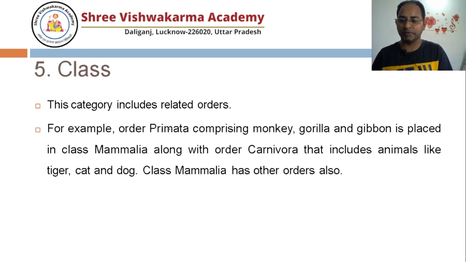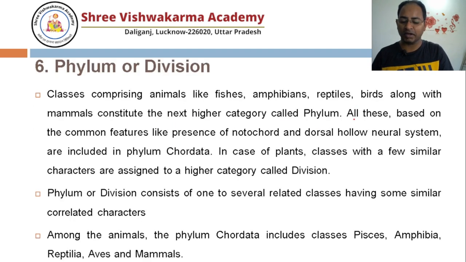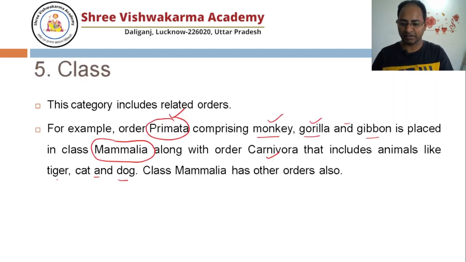Those orders will be like Primata is an order. In Primata, there are many organisms like monkey, gorilla, gibbon. So in the class Mammalia, there will be many orders like Primata, like Carnivora. Carnivora includes animals like tiger, cat, and dog, and Primata includes monkey, gorilla, and gibbon. So you can see in one class, there are many orders.